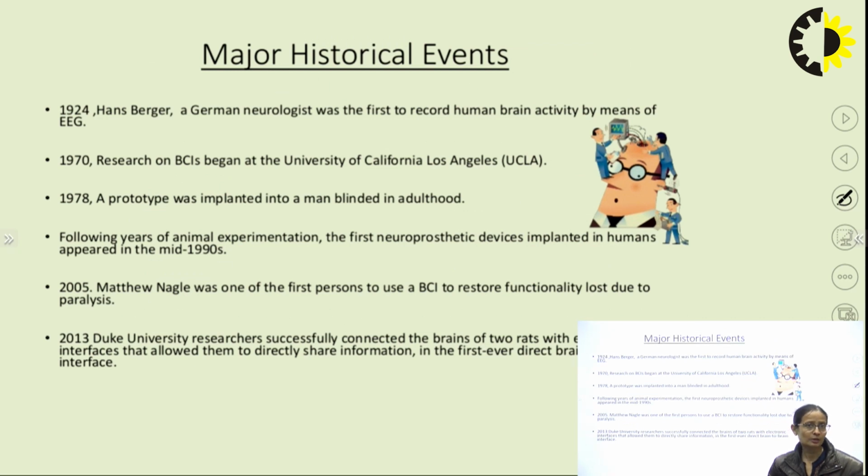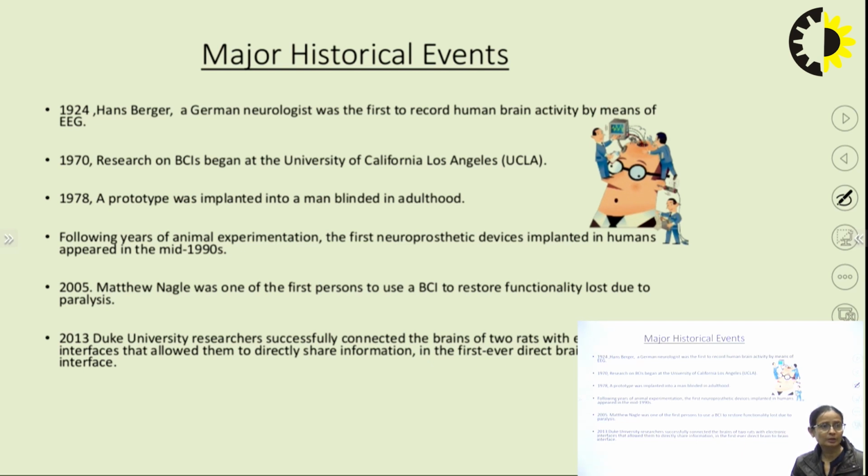So what are the major historical events? That is how this concept has evolved. In 1924, Hans Berger, a German neurologist, was the first to record human brain activity by means of EEG. This is the first time human brain activity was tracked. Then in 1970, research on BCIs began at the University of California, Los Angeles, that is UCLA. Then in 1978, a prototype was implanted into a man who was blinded in adulthood.